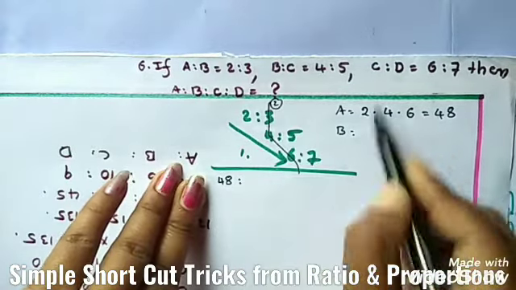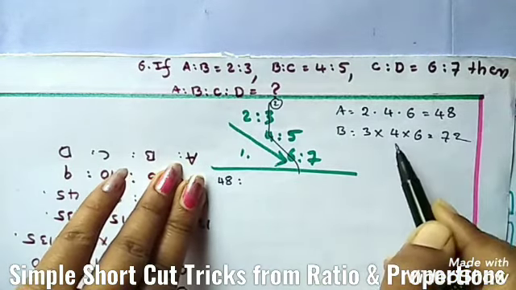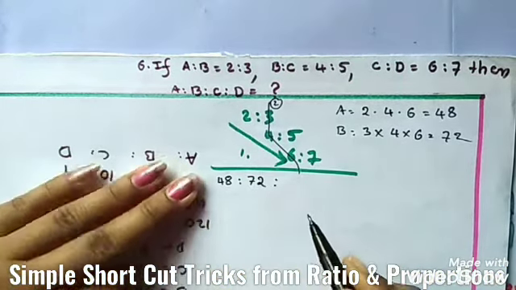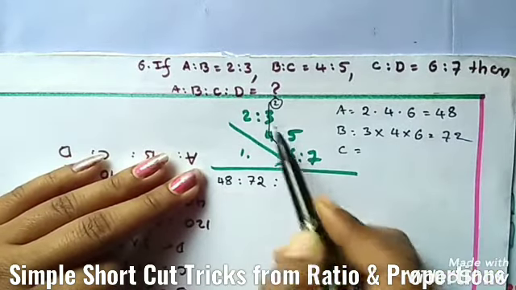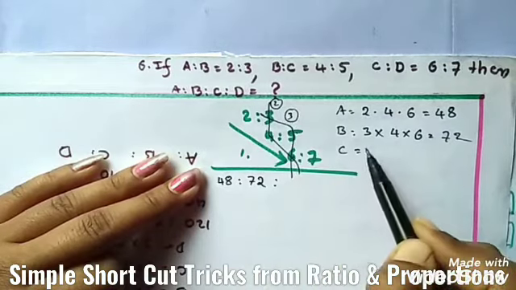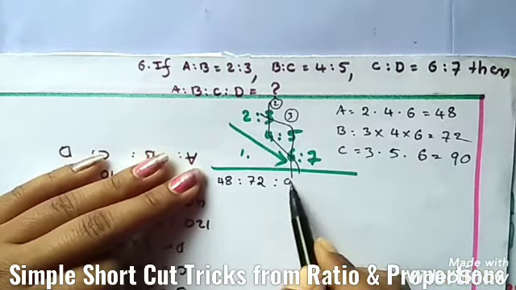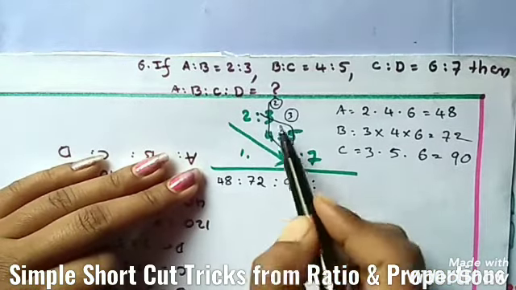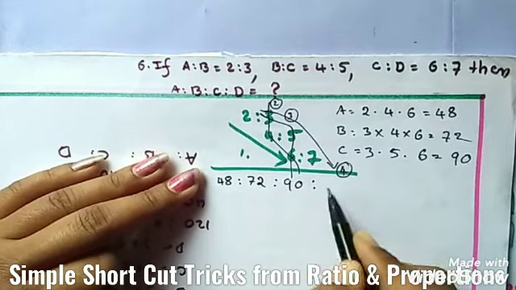This is step number 2. 3 into 4 into 6. So you have 3 4's 12, 12 6's 72. That 72 should be written here. Then in step 3, to find out the value of C, 3 into 5 into 6. So 90. That 90 should be written here. Last step, step number 4, 3 into 5 into 7. So that is 105.